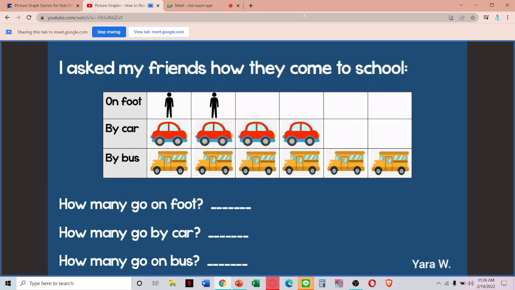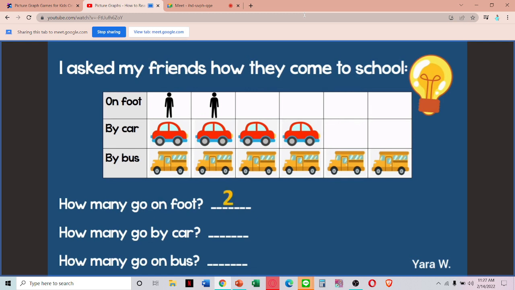I asked my friends how they go to school. Remember, it's very important to read the question to know what you are looking for. Now, my friends either go on foot, by car, or by bus. Look at the table for a second. Let's answer the questions. How many friends go on foot?